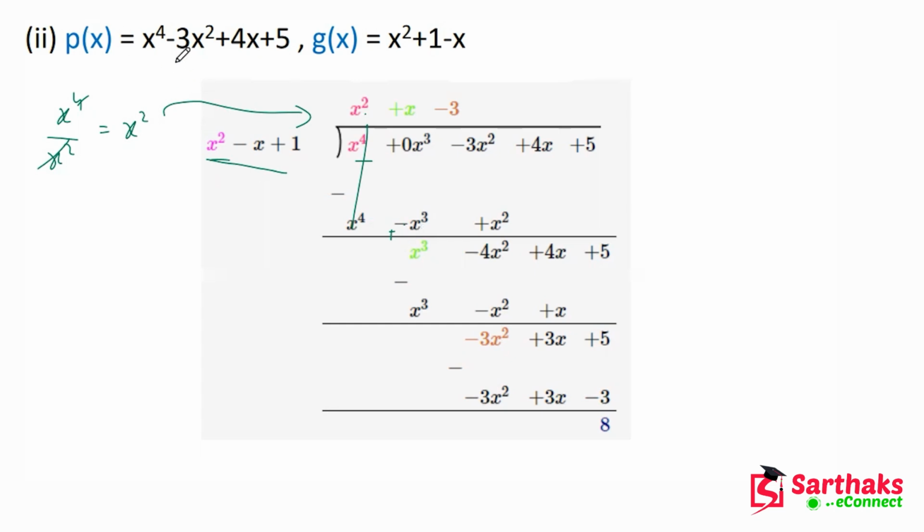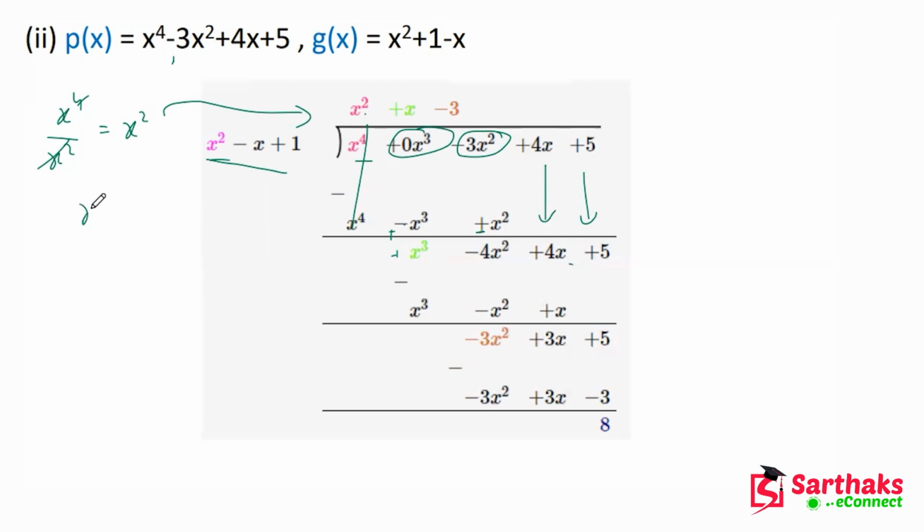Listen, in the dividend there is no x cube term, so we can write it as 0 x cube. So here is plus x cube, and minus 3x square minus x square, so we get minus 4x square, and the remaining part we write as it is. Now the dividend is x cube minus 4x square plus 4x plus 5.